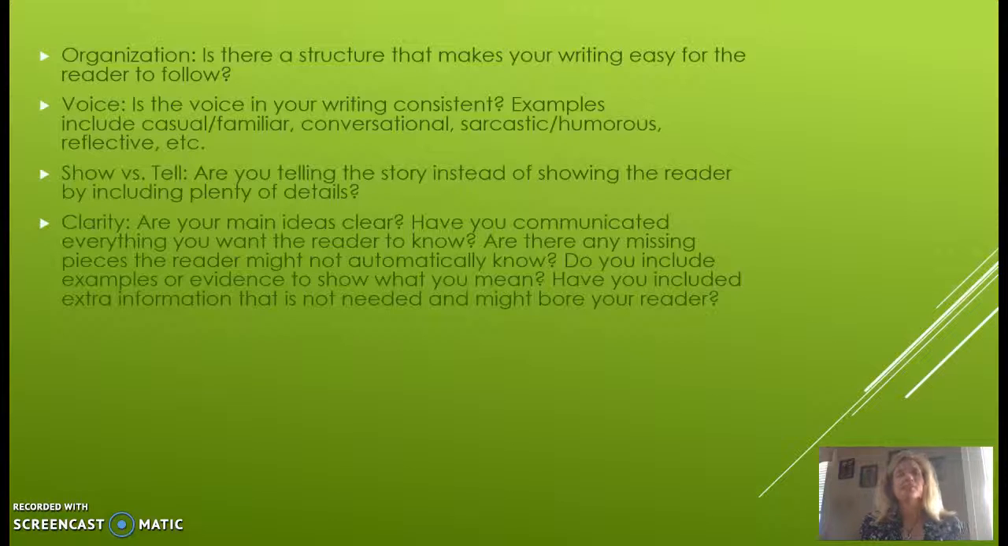Looking at the sensory details, are you showing versus telling? Okay, use plenty of details. Try to relate them to the 5 senses. That's a good way to know that you're using some sensory language. And then the clarity. Is your main idea clear? Are you telling the story that has a point? Okay, is there a lesson that's learned that's clear by the time we're done?